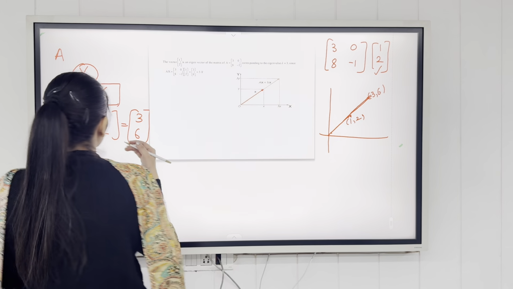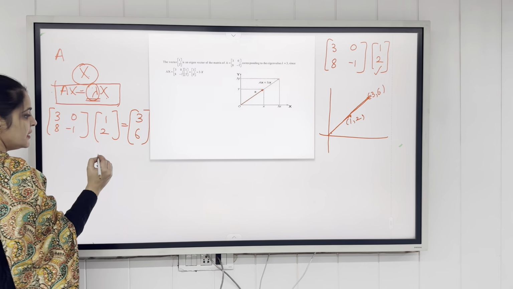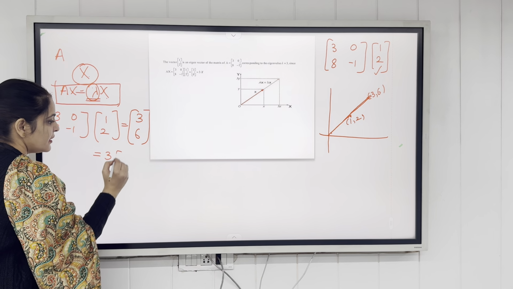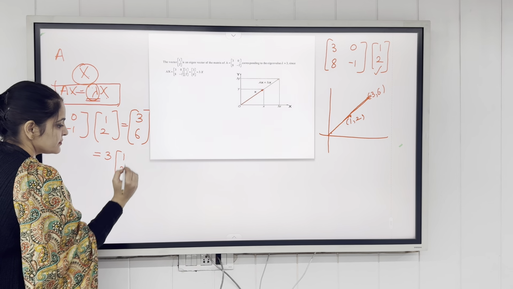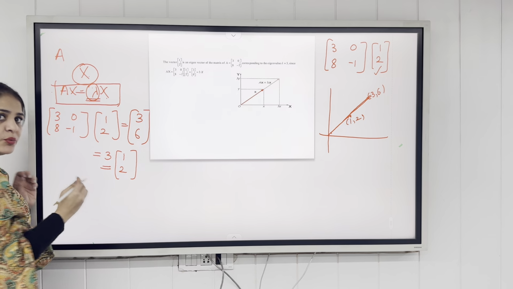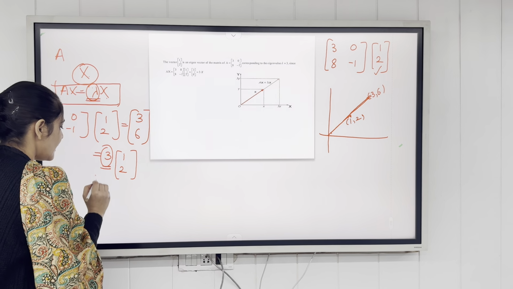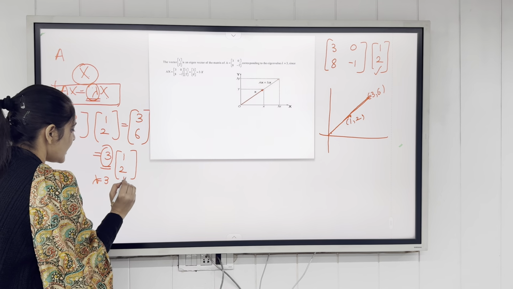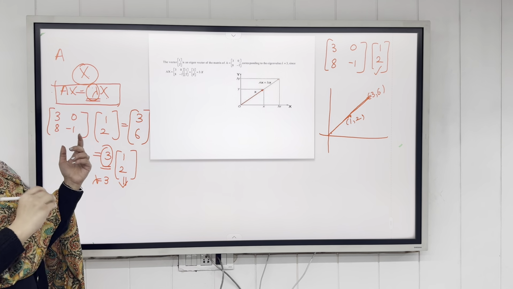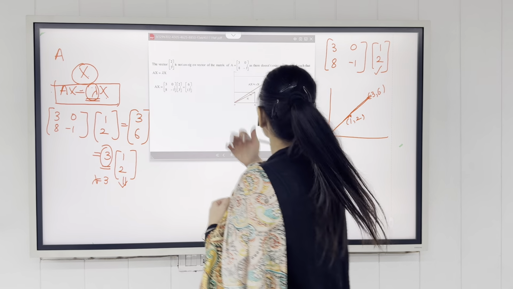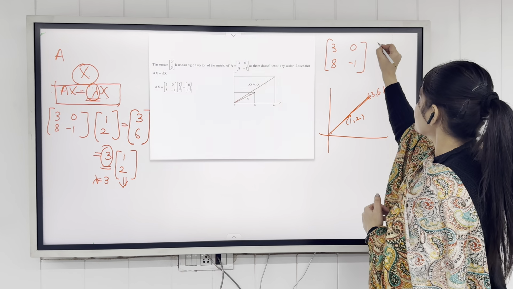And mathematically, looking by definition, if we take 3 common, we are left with 1 and 2. This 3 is the eigenvalue by which the eigenvector is scaled up. So lambda is equal to 3, and 1 and 2 is the eigenvector of this matrix. Similarly, let's take another vector, 2 and 3.